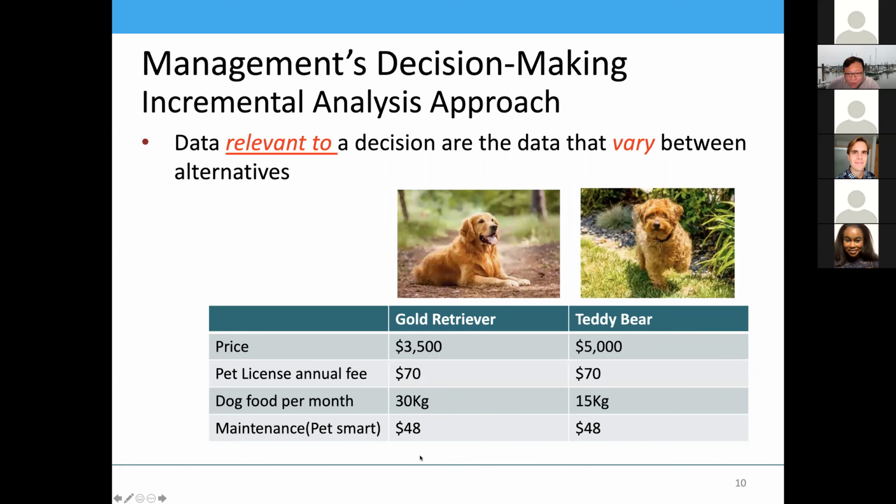So suppose I'm trying to adopt a pet. The option I'm facing is either a golden retriever or a teddy bear. Then there's a bunch of things. Price: the golden retriever is cheaper, 3,500 versus the teddy bear at 5,000.